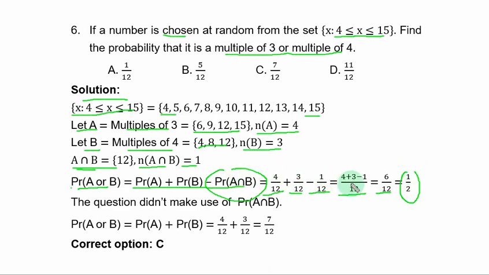That is what you have normally. But going by the options, this result is not there. The question didn't make use of the intersection term. So if you take the sum of A and B alone, you have 7 over 12. So C is the correct option.